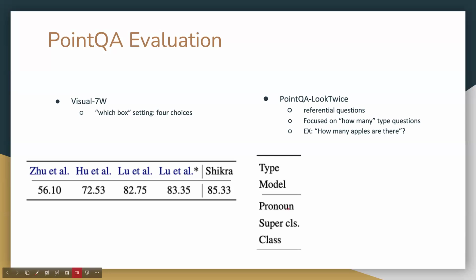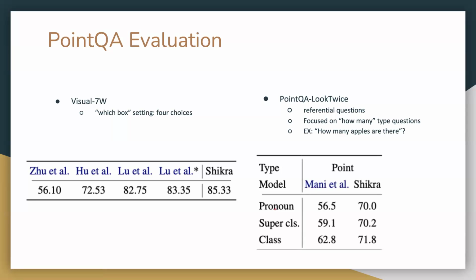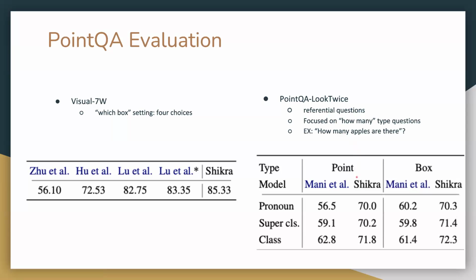So what the pronoun split refers to is that instead of saying how many apples, it would say how many of these are there, because you remove the information of telling the model that is an apple. For the superclass split, instead of saying how many of these, you would say how many of fruits. So you're providing slightly more information while still not telling it directly that there's an apple. And finally, for the class split, you would say how many apples are there, like in the original example. So here's Shikra evaluated against the baseline model proposed in the point QA look twice paper, where it handily outperforms using center point annotations, and that continues using bounding box annotations.